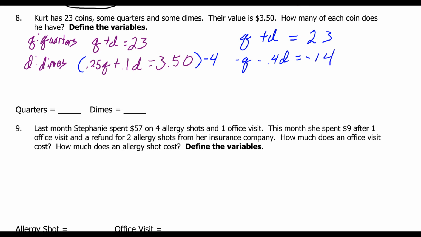Okay, and when we crunch this all together, we're going to add these two rows. The Q's cancel, and we get 0.6D equaling 9. Then we divide by 0.6, and we get D equals 15.